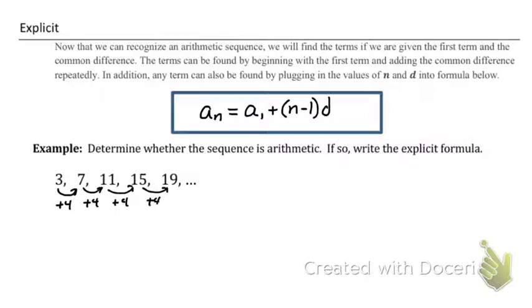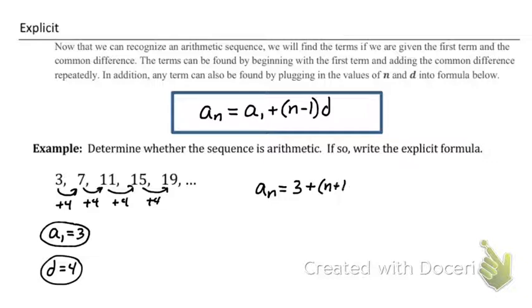As soon as I know it's arithmetic, I'm going to say, okay, my first term equals 3. My common difference equals 4. Those are our 2 big things that we need. Now we're just going to plug it into this equation. So we're going to go with a sub n equals, well, my first term is 3, so we're going to plug a 3 in for that a sub 1. Plus, the n is our x value, so it's going to stay. It should be n minus 1. And our common difference is 4. So that is our equation.